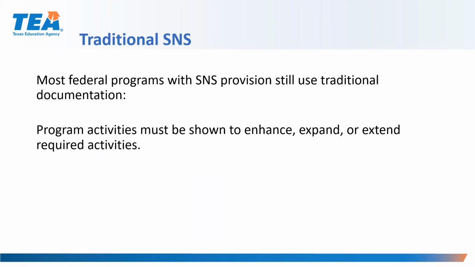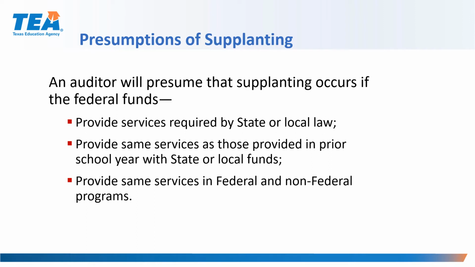Most federal programs with an SNS provision still use traditional documentation. The program activities must be shown to enhance, expand, or extend required activities. When checking for traditional SNS compliance, auditors will presume that a supplant has occurred if LEAs have used any program funds to do any of the following: to provide services required by state or local law, to provide the same services as those provided in prior school year with state or local funds, or to provide the same services in federal and non-federal programs.